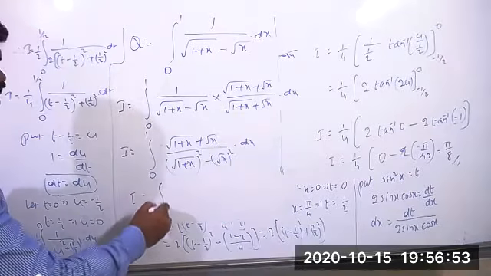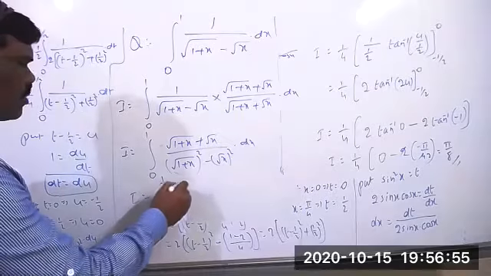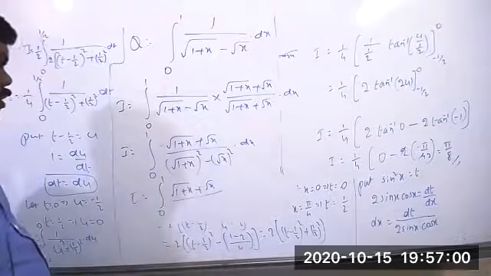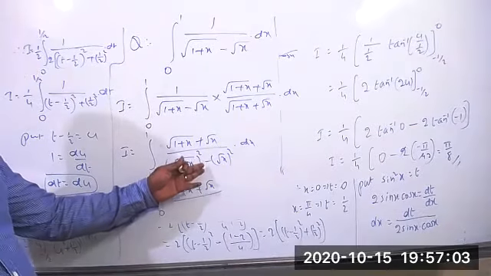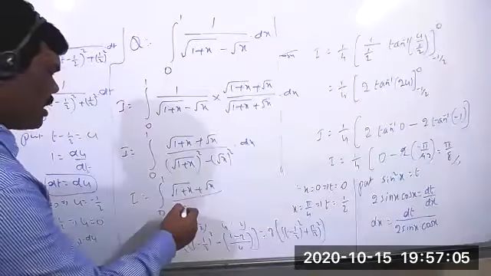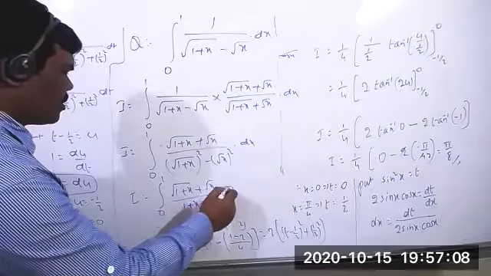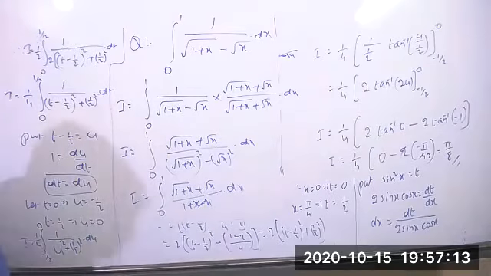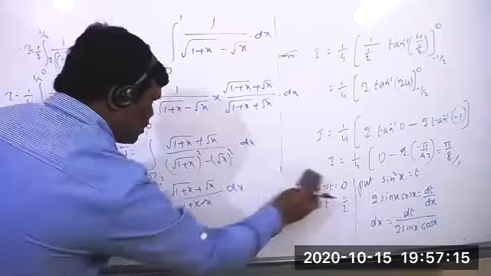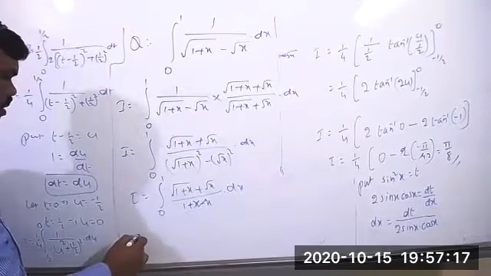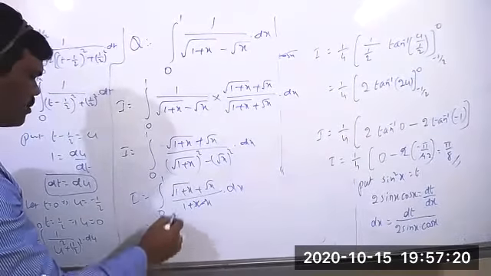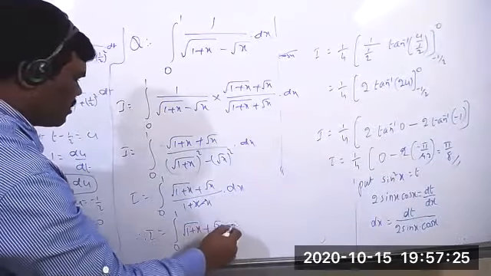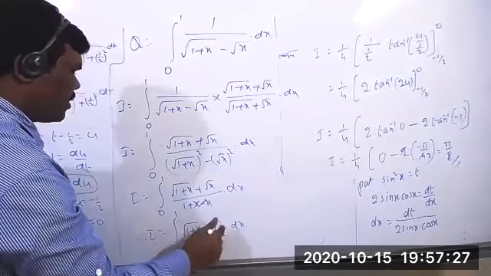So the value of I equals the integration from 0 to 1 of root of 1 plus x plus root x, over root of 1 plus x whole square minus root x whole square. The roots will be cancelled, and you can write 1 plus x minus x, dx. Now see, we got the simplest form. Therefore, I equals the integration from 0 to 1 of root of 1 plus x plus root of x, dx. No need to take any substitution here.